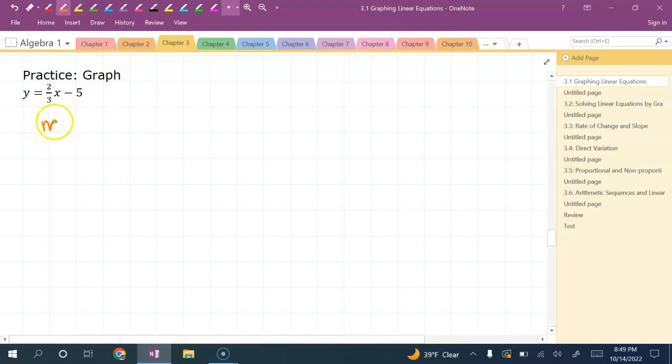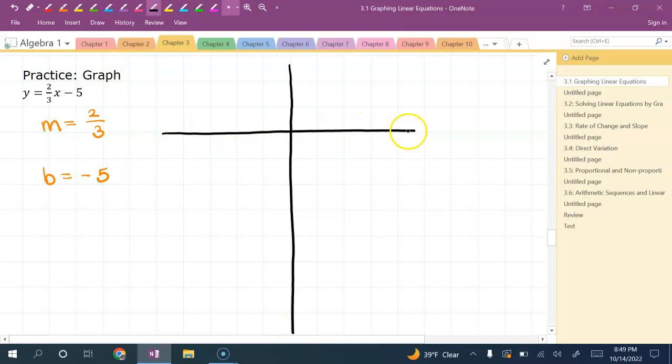So for this one, m should have been 2/3. b should be -5. Now, slope is already written as a fraction for you, so you did not need to try to write that one as a fraction. To graph, I would have started down at -5. And then I would have gone up 2 and right 3. Or again, you could have gone down 2 and left 3.